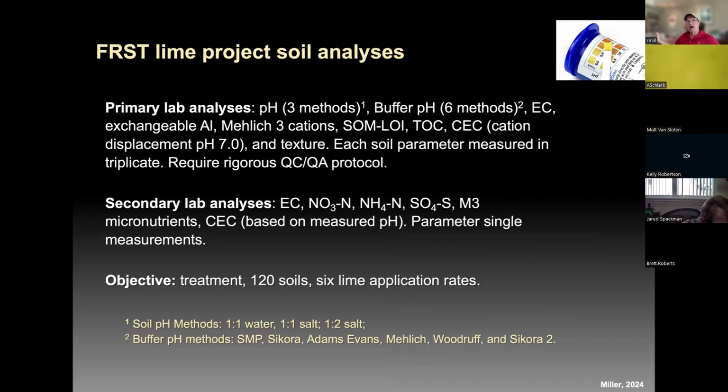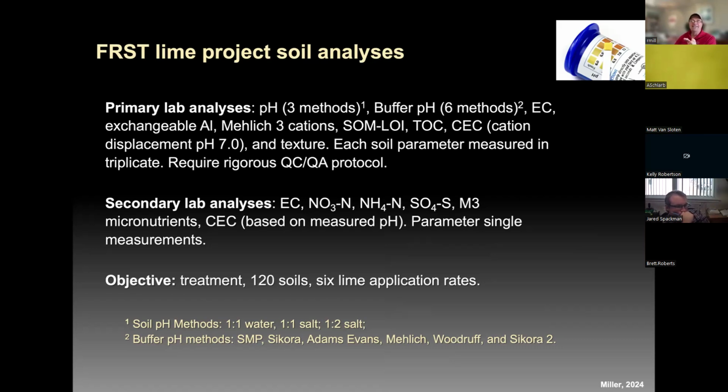So the bottom line is it gets pretty complicated and it's going to become the giant elephant, because it's going to be 3 pH methods on all 130 some soils, 6 buffer pH methods, EC, exchangeable aluminum, Mehlich 3 cations, organic matter, TOC, et cetera. You can see we've whittled this down a lot from what we originally came to.